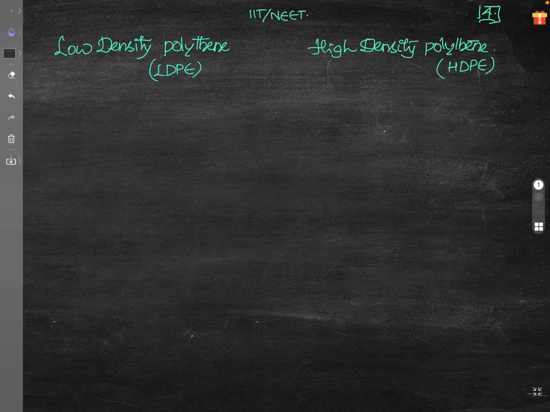Differences between low density polythene and high density polythene. Some important points we can consider here. Low density polythene is LDPE, high density polythene is HDPE. Both are coming from same CH2 double bond CH2 only. So what are the differences in these two? That point we'll discuss now in detail.